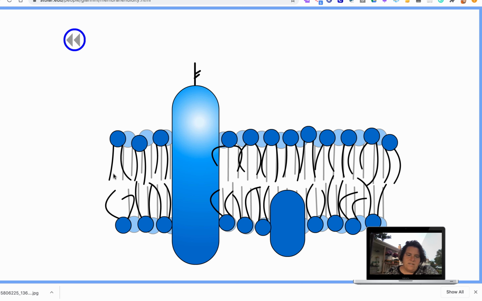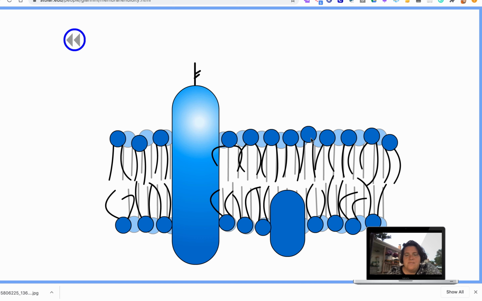Now, what's interesting is that there's a flow in the two leaflets of the bilayer. And when you put phospholipids like this in solution, they're going to automatically form this kind of double bilayer. It's called a micelle.